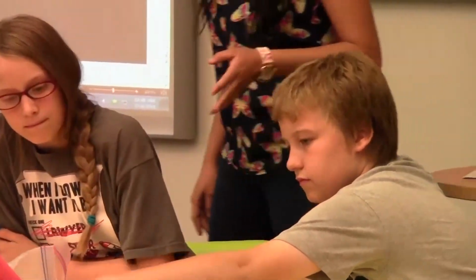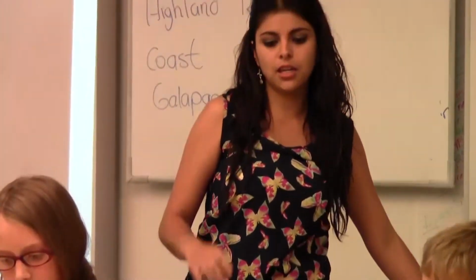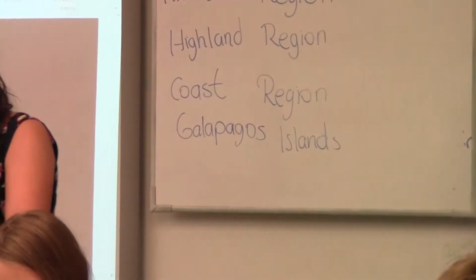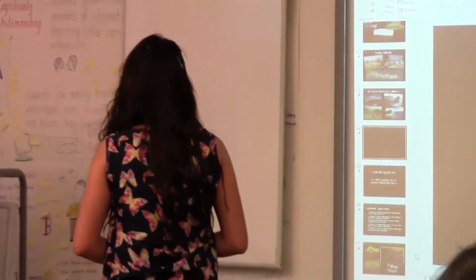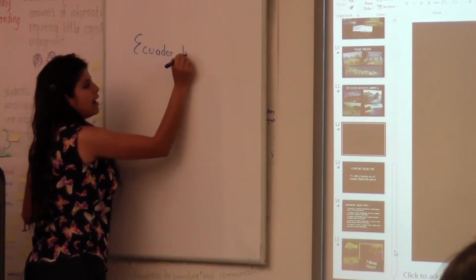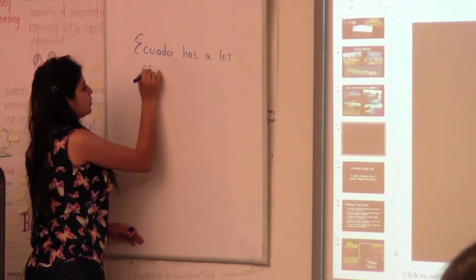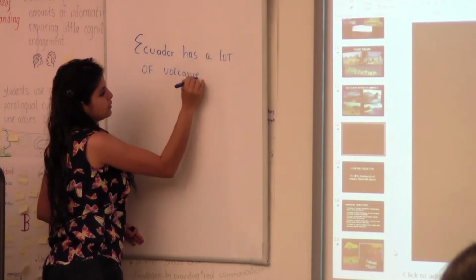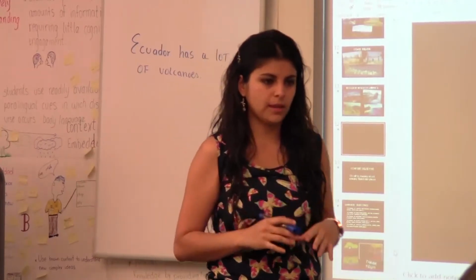Okay? And what are you gonna do? You are going to write a sentence in your paper. It could be on the same side or on the back of your paper, about what you watched. For example, I will give you an example. If I were you, I would write: Ecuador has a lot of volcanoes. That's my sentence, okay? You can write what you watched. Okay, can you please write two or three, no more.